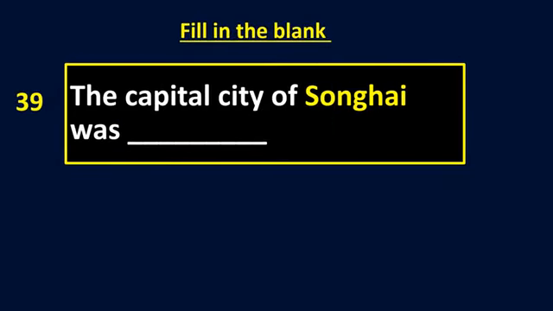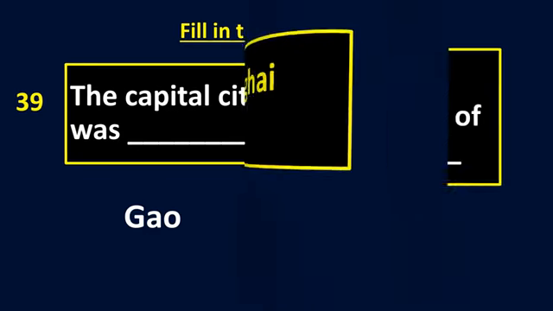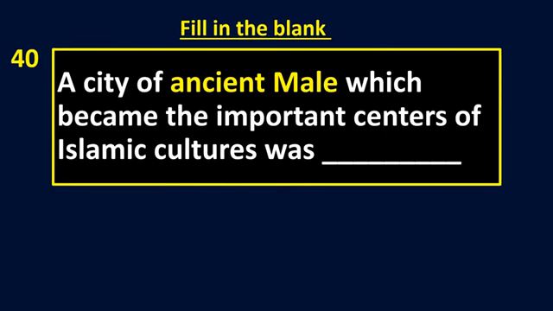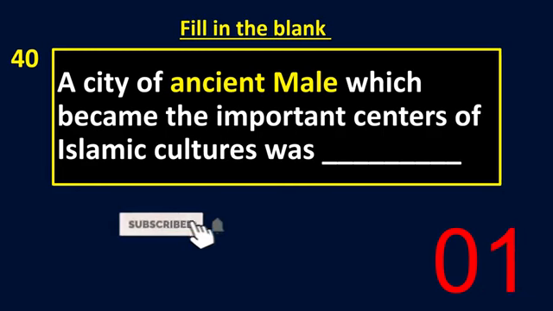39. The capital city of Songhai was. The answer is Gao. 40. A city of ancient Mali, which became an important center of Islamic culture, was. The answer is Timbuktu.